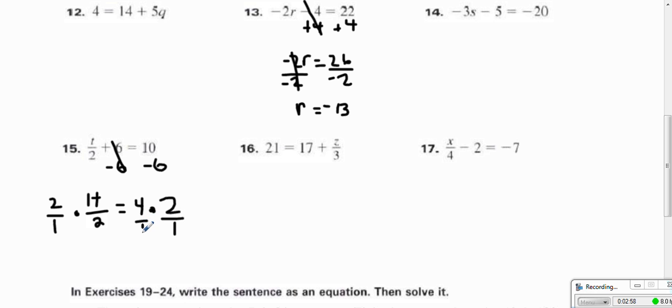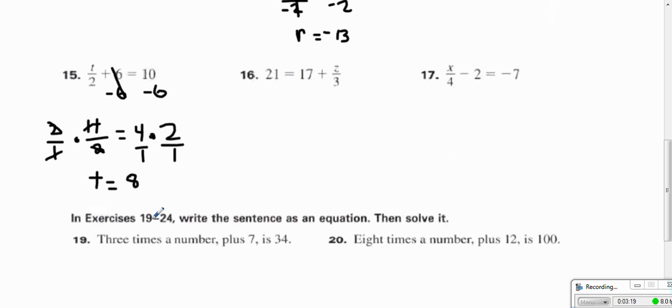I put a 1 underneath the 4 just to make it look like a fraction. What that does is that cancels out each 2, cross cancels, and it cross cancels the 1's. And the t comes down alone, and that's what you wanted, just the t. 4 times 2 is 8. 1 times 1 in the denominator is 1. 8 over 1 is 8. That's your answer. I'll do one more with a fraction.